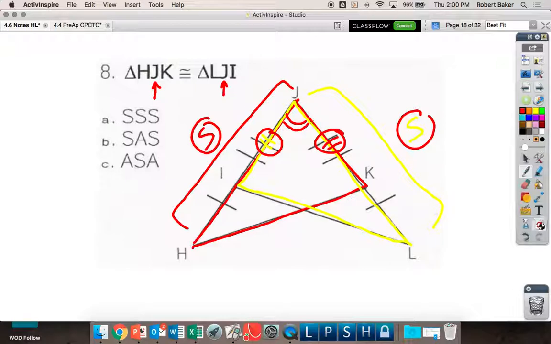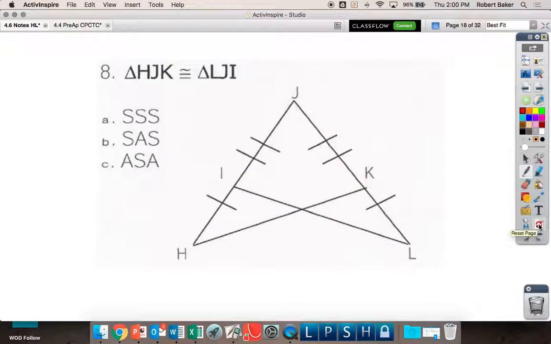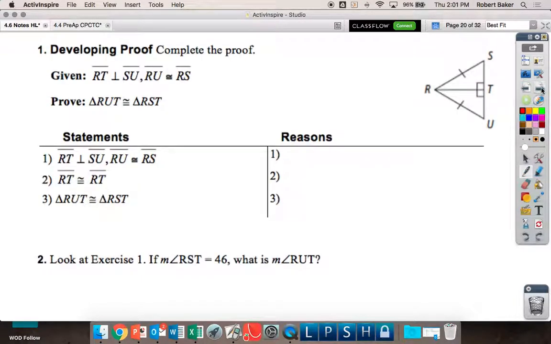Now, when you see this question on your test, it's going to ask you, what angle do they share? How do we do that? I went and looked at the statement and it said they both have an angle J. They share that angle. That was pretty hard, right? That was fun.